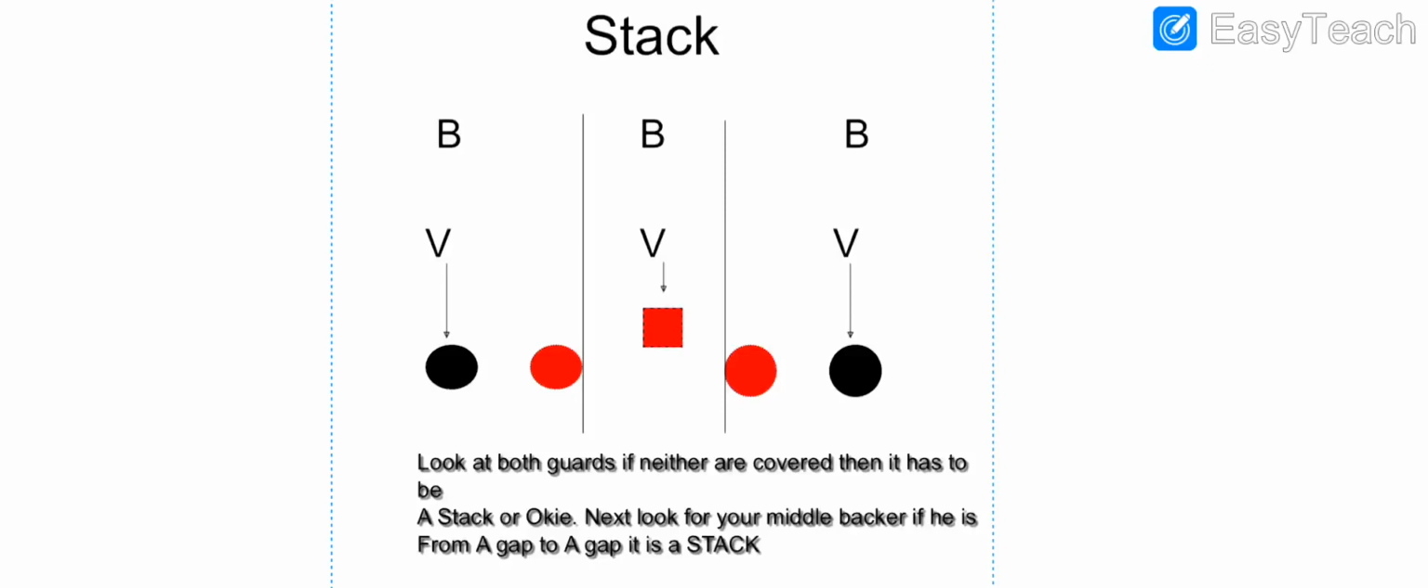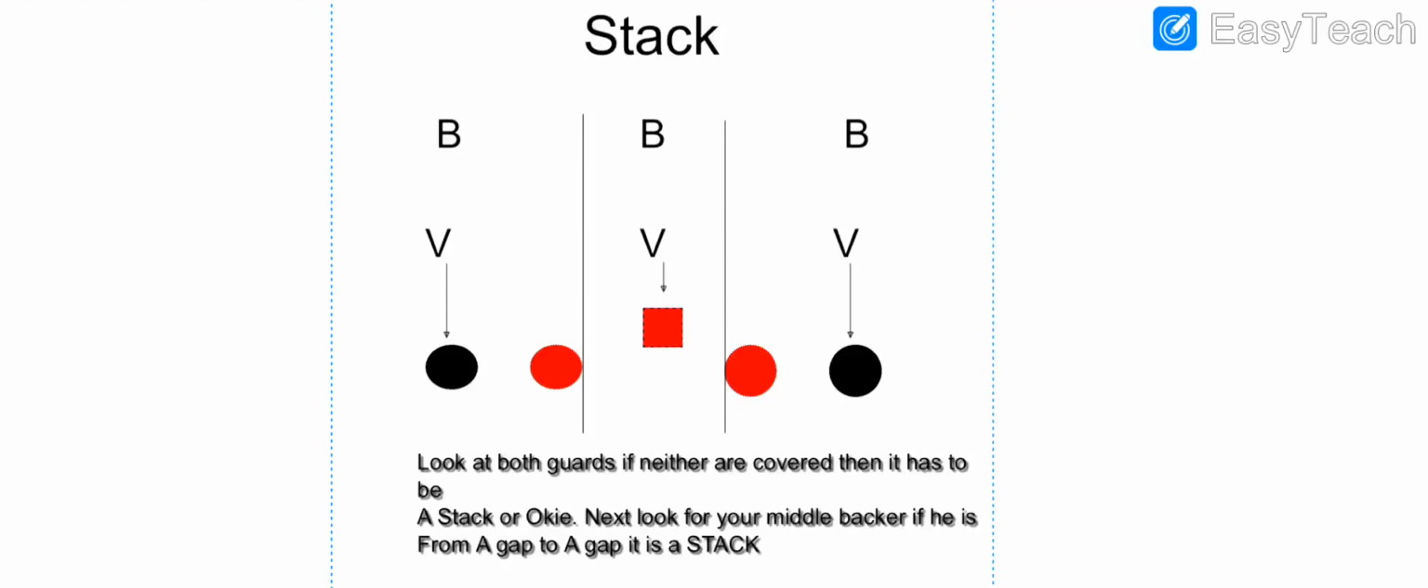Next defensive front here. The center comes up. He looks to his guards. Neither guard has a defensive lineman there. He sees that he has a defensive lineman on him, which really doesn't matter. The big thing is, are his guards covered or uncovered? Then he looks up and he sees a linebacker this time between A gap to A gap.